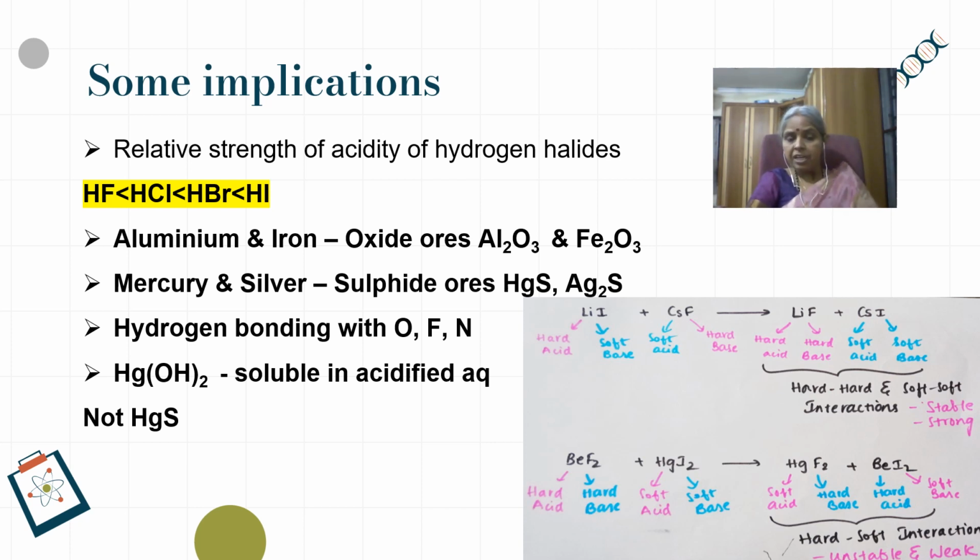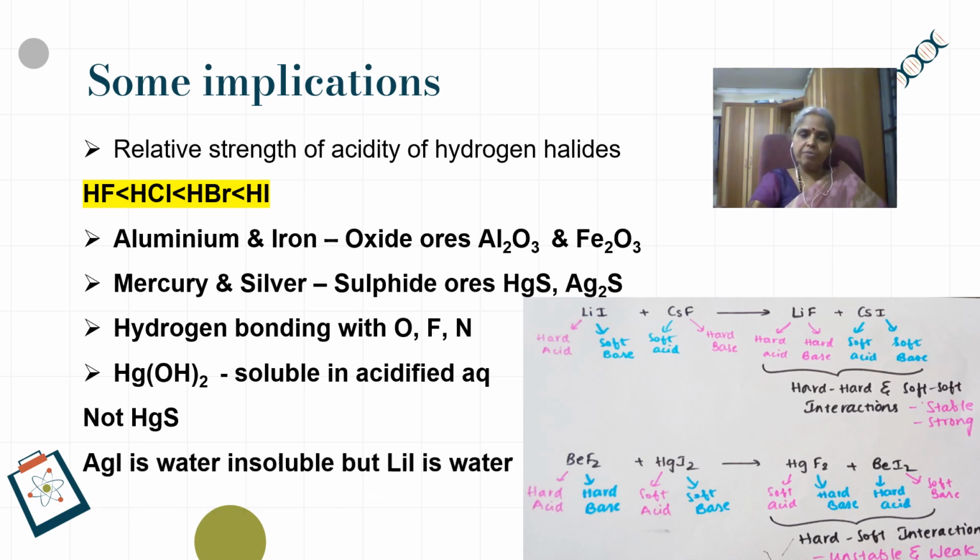Why? Because here oxygen is hard. It will immediately break the bond with mercury and go with hydrogen, H+. Whereas here it is sulfide. Sulfide is soft. It will nicely bind with mercury. It will not leave mercury even if you put a drop of acid.